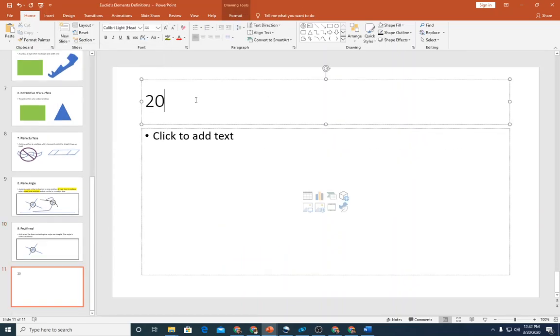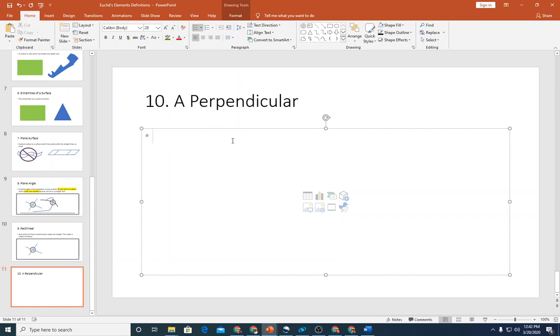Definition 10 is the longest. Oh, not definition 20. Can't get ahead of ourselves. Definition 10 is the longest definition so far, and it is the definition of a perpendicular. All right, so how do we want to define a perpendicular? Well, here's how Euclid goes about it.